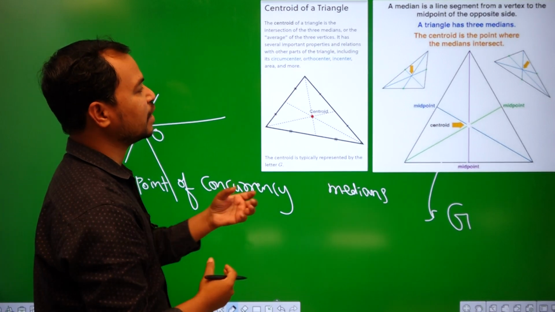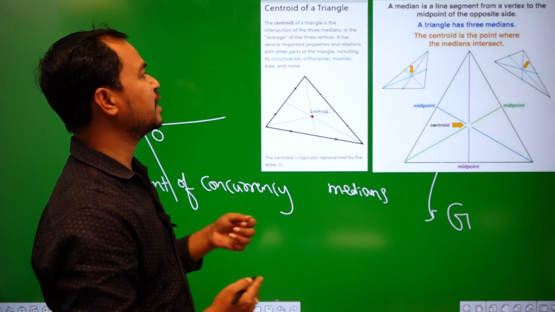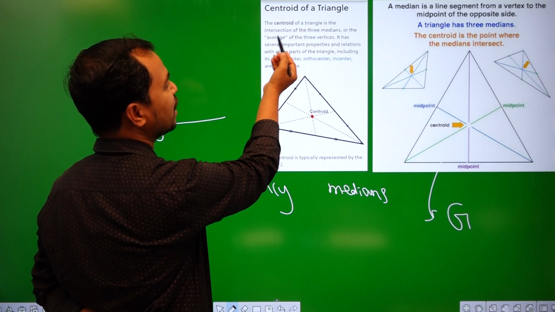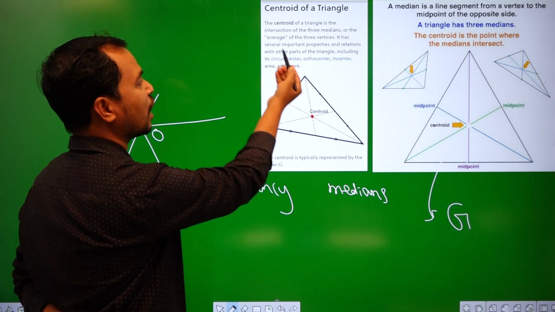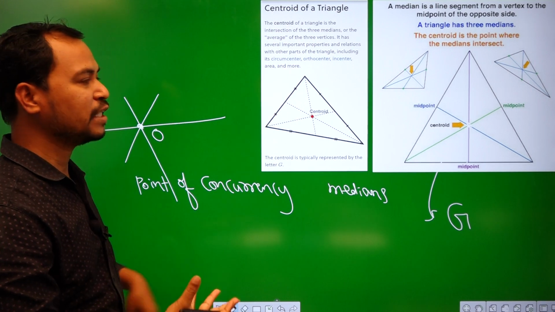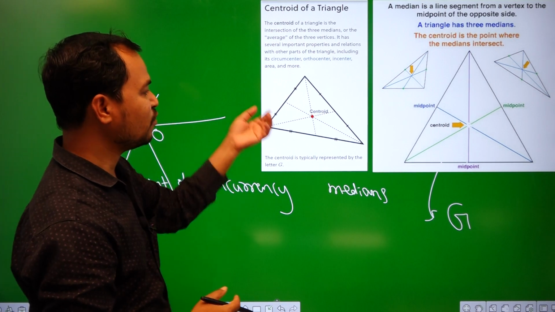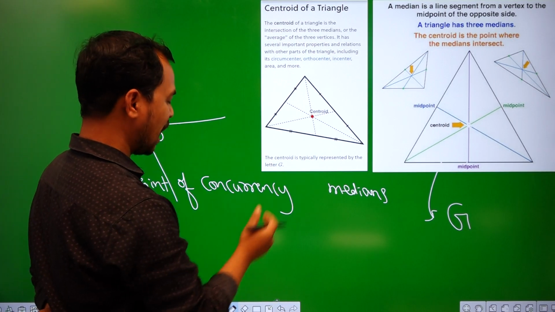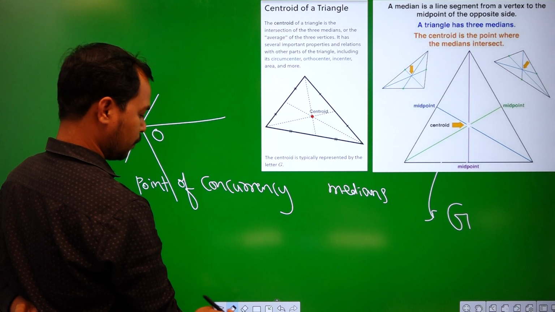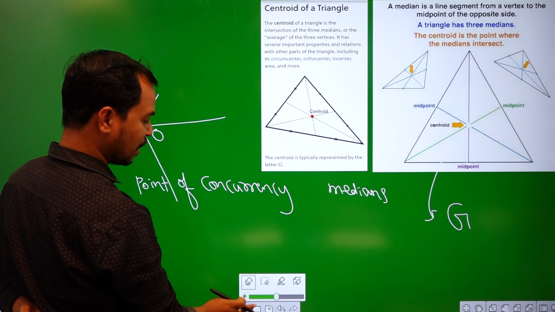The centroid is also the average of the 3 vertices. The centroid of a triangle is the point of intersection of the medians, or the average of the 3 vertices. In general you know average means a plus b by 2. Here 3 vertices are there, and that average is nothing but the centroid. Let us see what the average is.